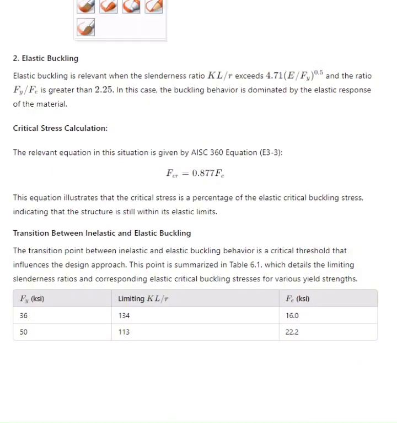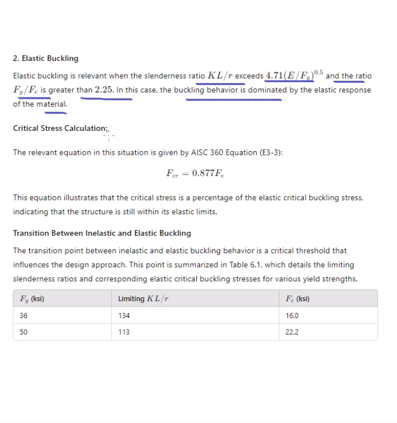Next, we will see elastic buckling. This elastic buckling is relevant when the slenderness ratio KL/r exceeds 4.71 times the square root of E/Fy and the ratio Fy/Fe is greater than 2.25. In this case, buckling behavior is dominated by the elastic response of the material. Critical stress in this calculation is Fcr equal to 0.877 Fe.